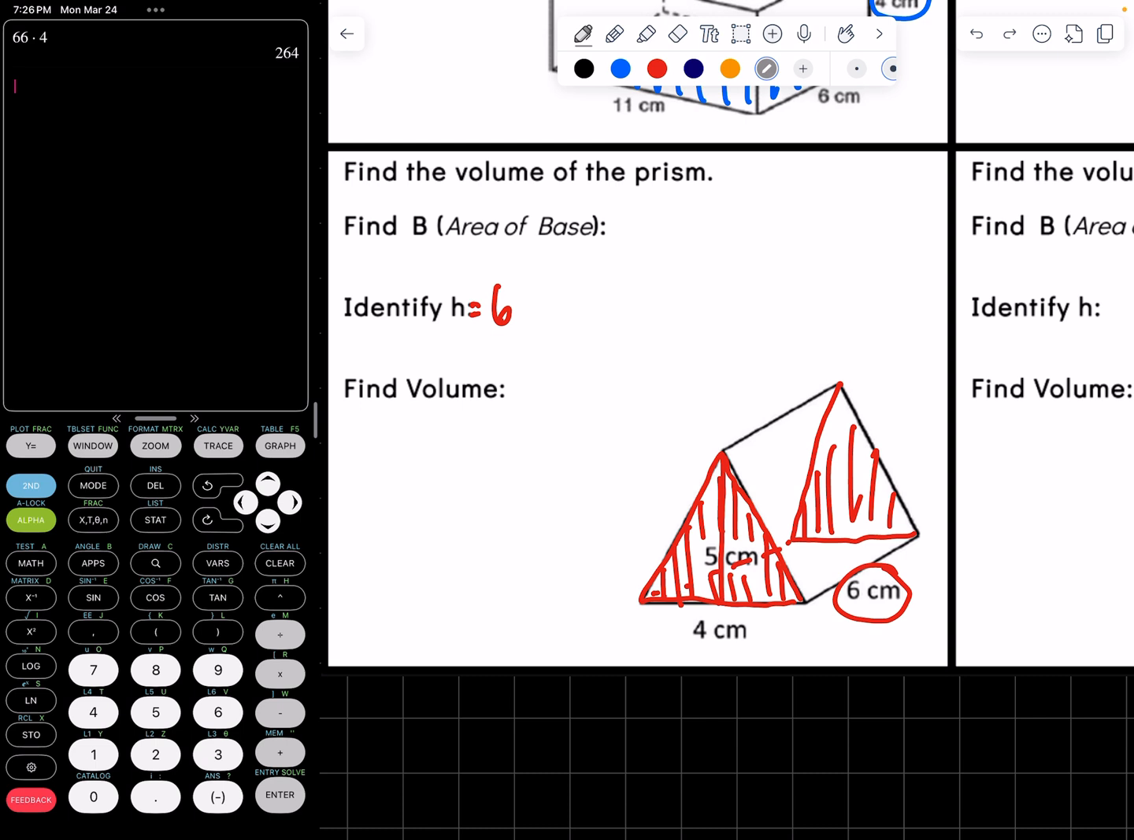We're not multiplying 4 times 6. We're going to multiply 1/2 times 5 times 4. 1/2 base times height, so 4 is the base, 5 is the height. So 5 times 4 is 20. We divide that by 2 is 10. And then we multiply that by our height. So we have 10 times 6, which is going to be 60 centimeters cubed.